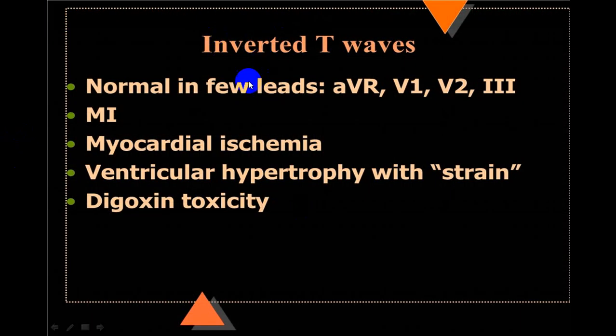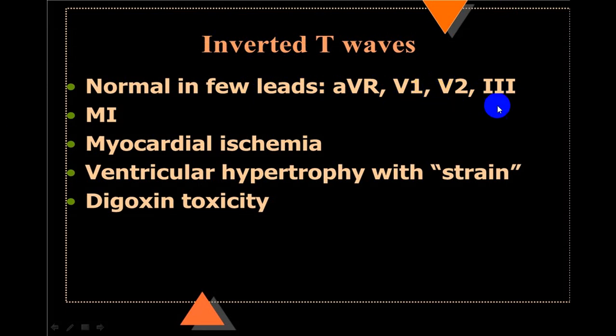Now we'll go to another part we call the inverted T wave. An inverted T wave is normal if it is seen in aVR, V1, V2 and lead 3. In aVR, all complexes are inverted. While in V1, V2, you will have a small R wave followed by an S wave, and then the T wave will be inverted, maybe upright or maybe biphasic. While in lead 3, you will have a flat T wave, maybe upright or maybe inverted.